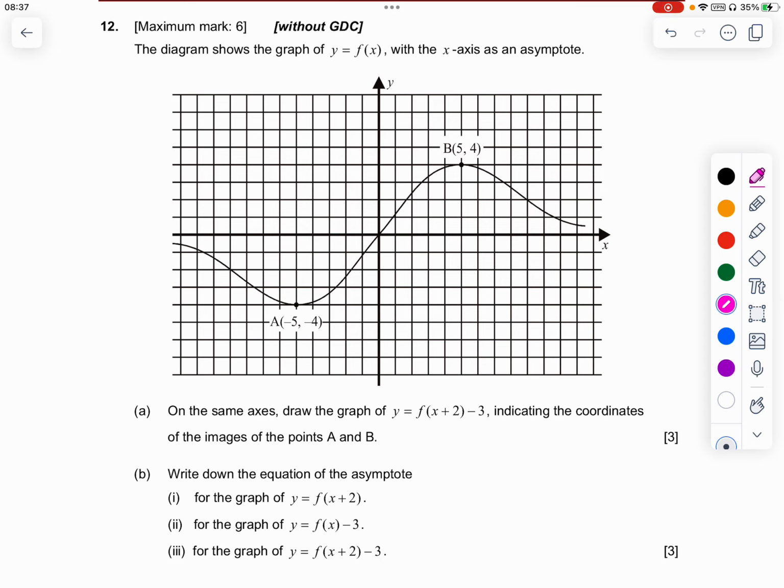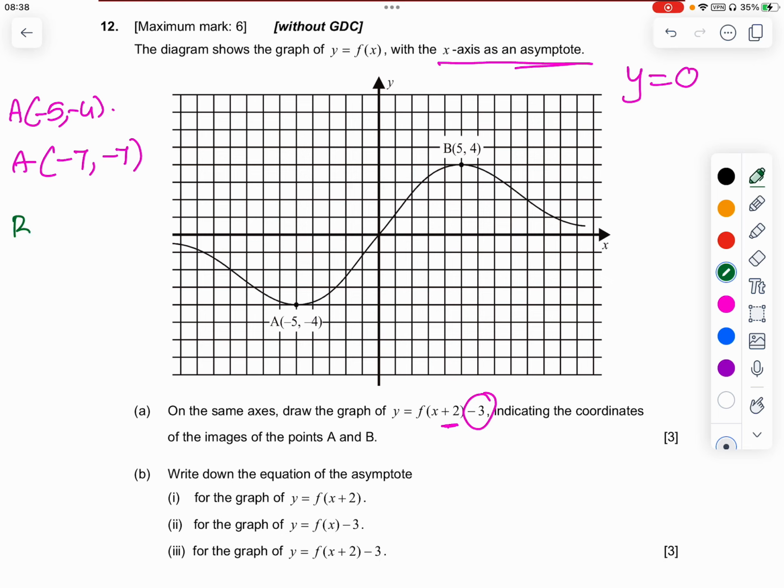Question number 12. The diagram shows the graph of y equals f of x with the x-axis as an asymptote. He told that the x-axis is an asymptote, which means y equals 0. On the same axis, draw the graph for y equals f of x plus 2 minus 3, indicating the coordinates of points A and B. What was A? A was negative 5, negative 4. Because it was plus 2, it means minus 2. Minus 5 minus 2 becomes minus 7. Minus 4 minus 3 becomes minus 7.